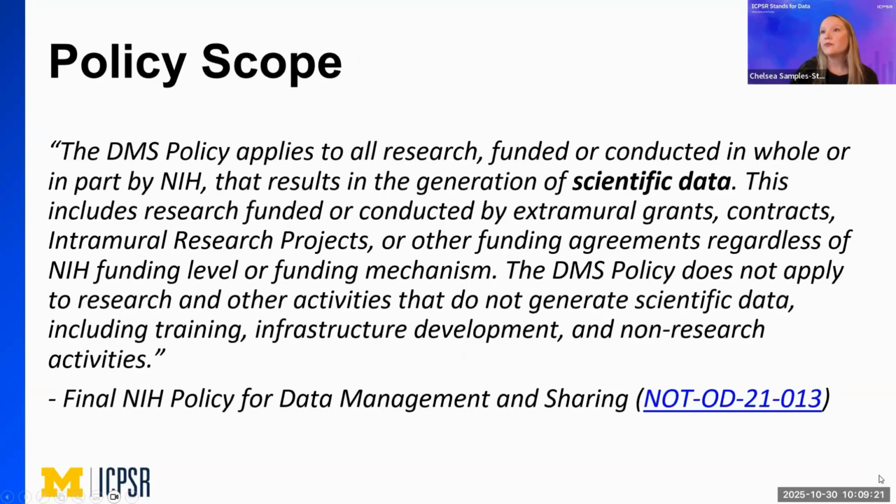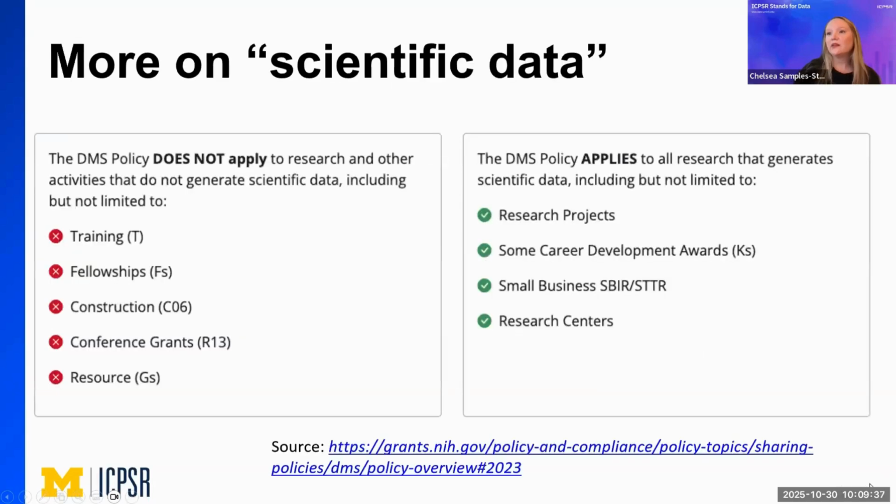The policy applies to all research funded in whole or in part by NIH, which generates scientific data. The policy lists certain activities that would or would not be considered scientific data, and there is more on that on the next slide. So here, directly pulled from the NIH website, is more information on what they mean by scientific data. You can see examples here of what award types and activities the policy does and does not apply to. The policy does apply to research projects, K awards, SBIR and STTR awards, and research centers. And there are a number of things here that it does not apply to.